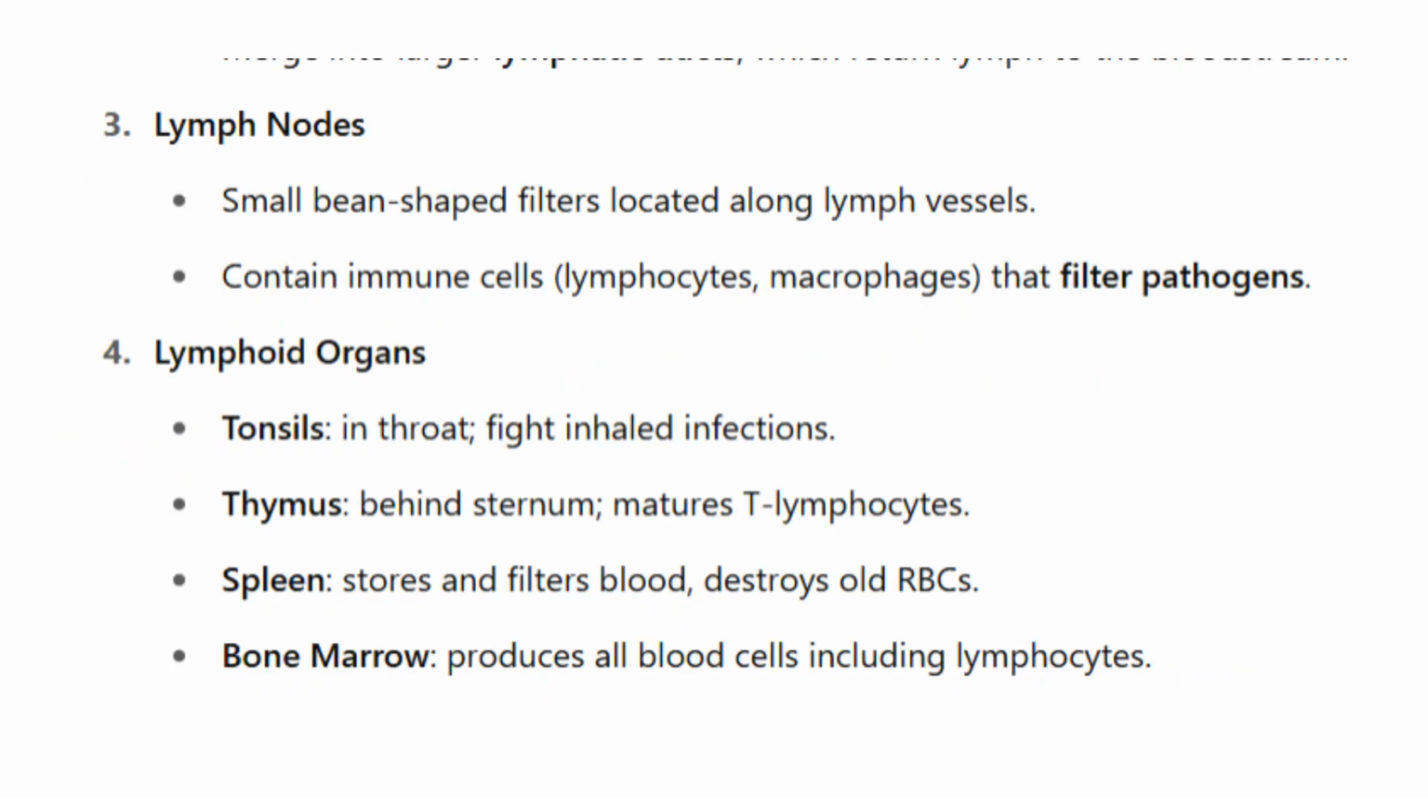Lymph nodes: small bean-shaped filters located along lymph vessels. Contain immune cells (lymphocytes, macrophages) that filter pathogens. Lymphoid organs. Tonsils, in throat: fight inhaled infections. Thymus, behind sternum: matures T lymphocytes. Spleen: stores and filters blood, destroys old RBCs. Bone marrow: produces all blood cells including lymphocytes.